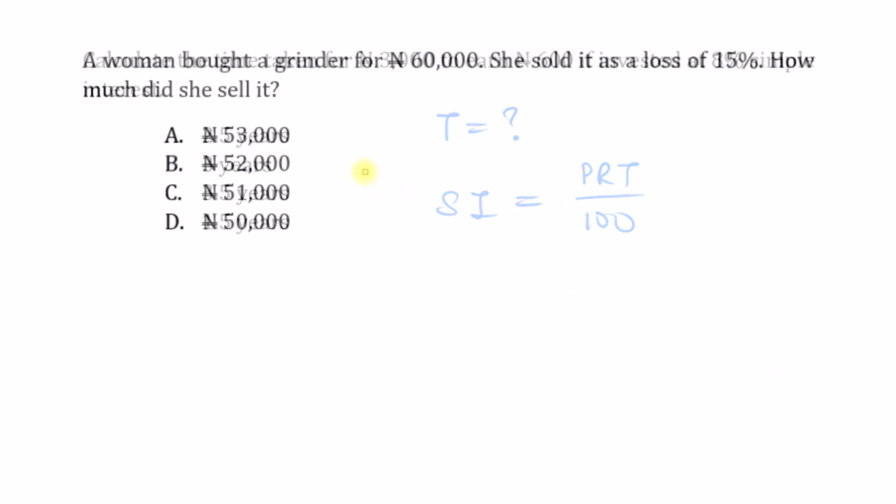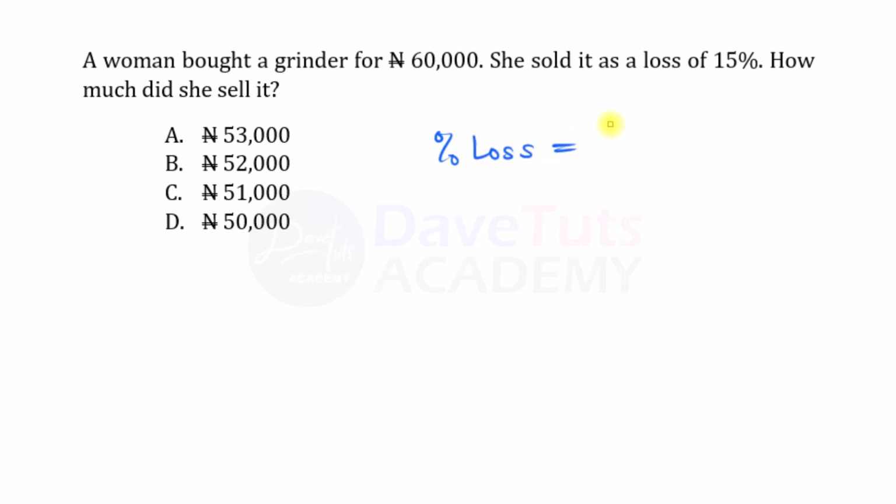Okay, in this question we're told that a woman bought a grinder for 60k and she sold it at a loss. Look at that, a loss of 15%. How much did she sell it? So students, if you like, you can try and go through the method of the percentage loss is the cost price minus selling price over the cost price times 100%. So you can try and do that, but that's not what I'm going to be doing here. I want you to critically look at this.